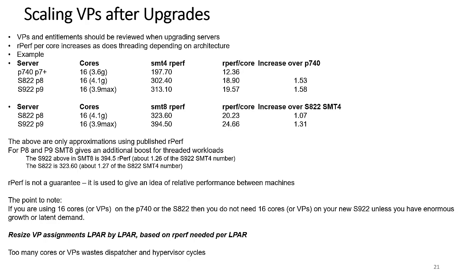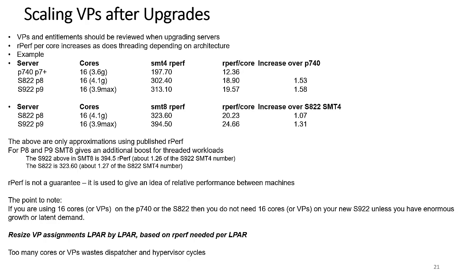I will say that when you're doing the resizing of virtual processors, you should do it LPAR by LPAR based on the RPerf needed per LPAR. So if right now you have a LPAR that's using 24 RPerf when you do the calculation against cores, then that's how many RPerf you want for that LPAR.